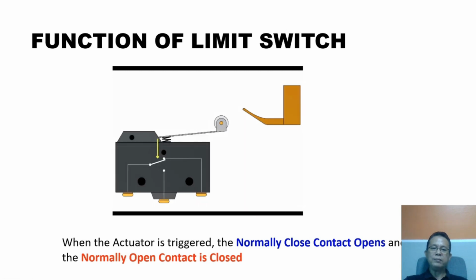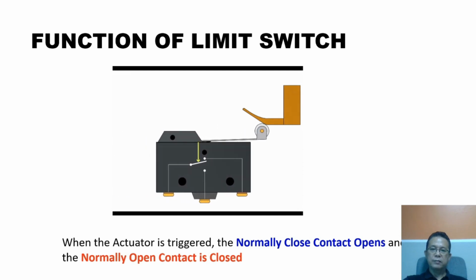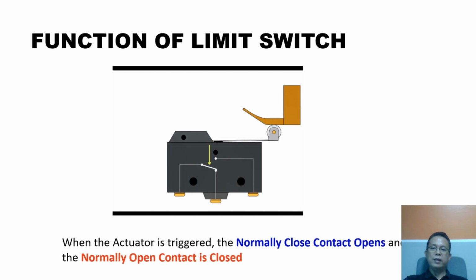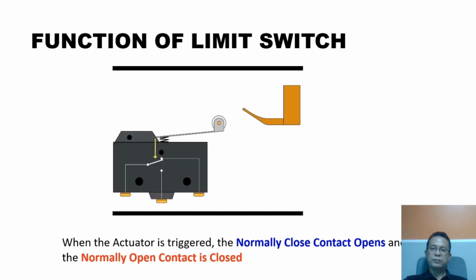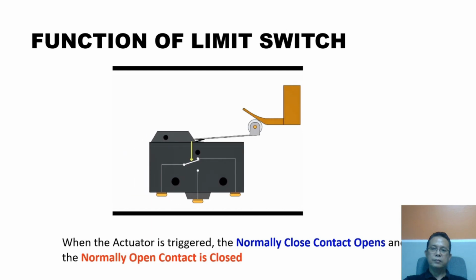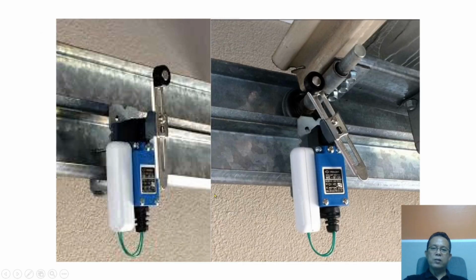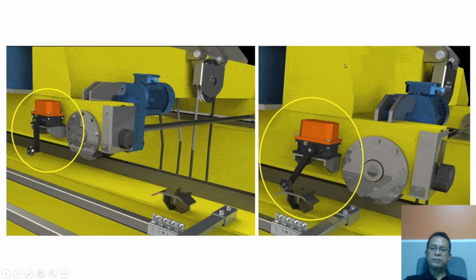So let's watch again. Once more. Now we know when the actuator is triggered, the normally closed contact opens and the normally open contact is closed. So in our picture here, when the traveler triggered the actuator, then the system stops.